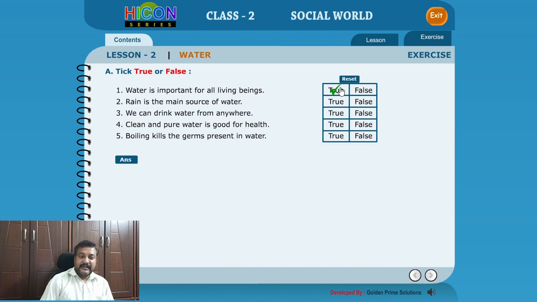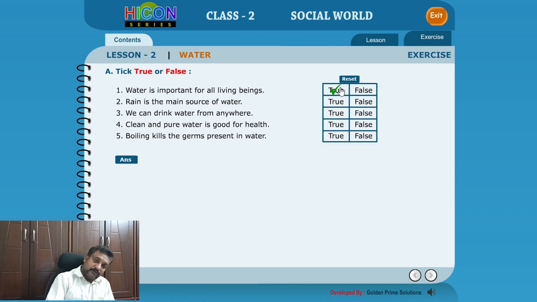Second, rain is a main source of water. Again, back in the lesson, we have seen that there are many sources of water, like rivers, lakes, ponds, streams, wells, tube wells. But for all these sources, water is provided by rain, isn't it? Let it be a river, they get the water from the rain. Let it be a stream, they get water from the rain.